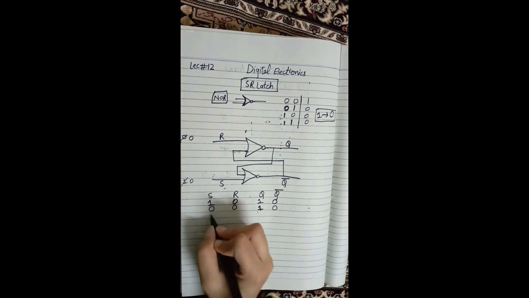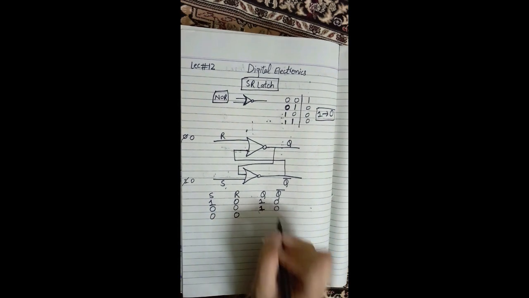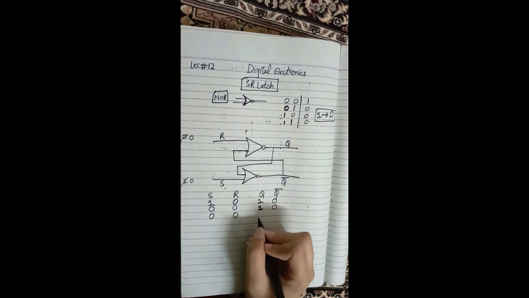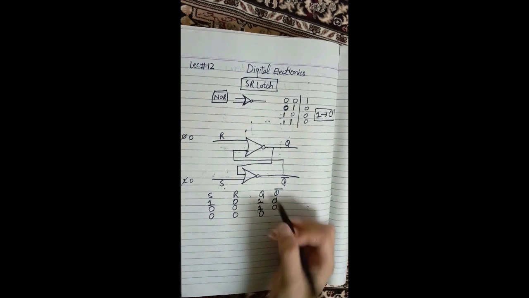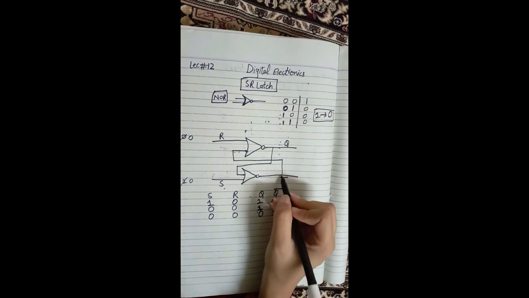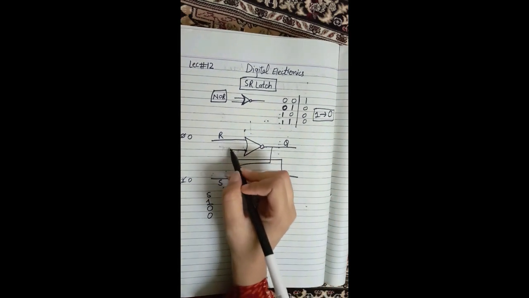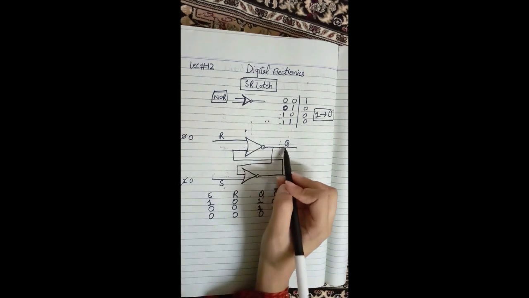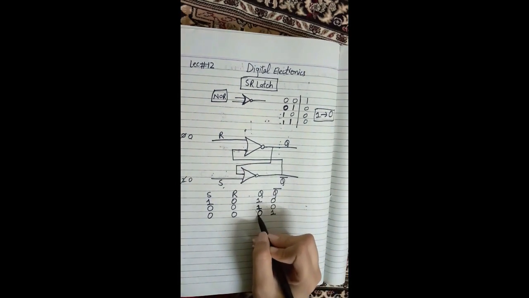Now we will solve it again with 0 and 0. Now we will imagine that the Q is 0. So if the Q is 0, the output will be 1, Q bar will be 1, and when 1 will go here, there is the 1, there is 0, the output will be 0, which is the value of Q.